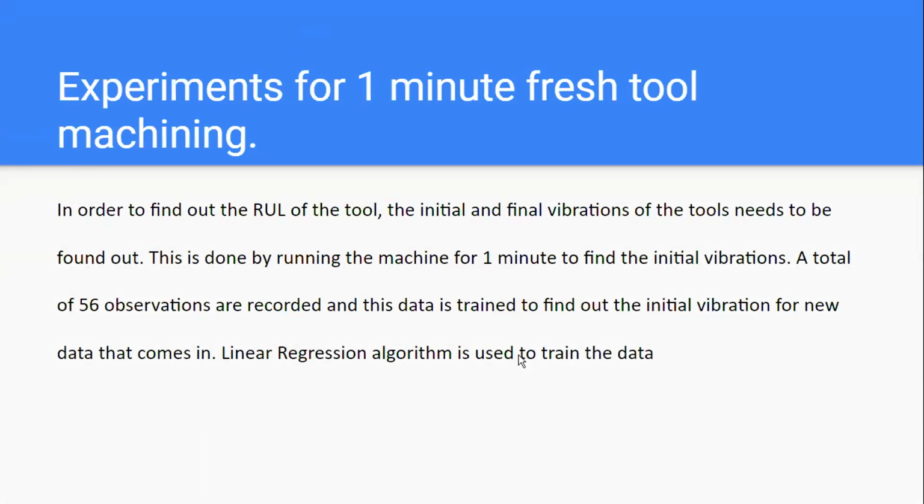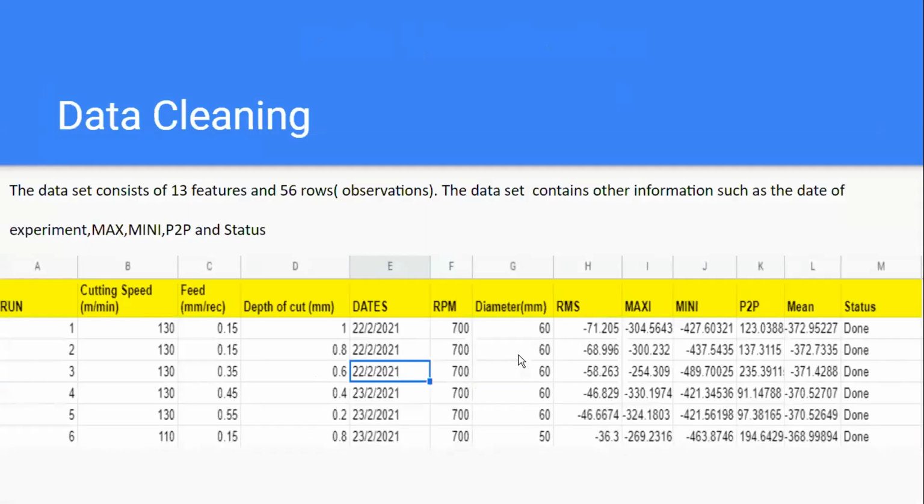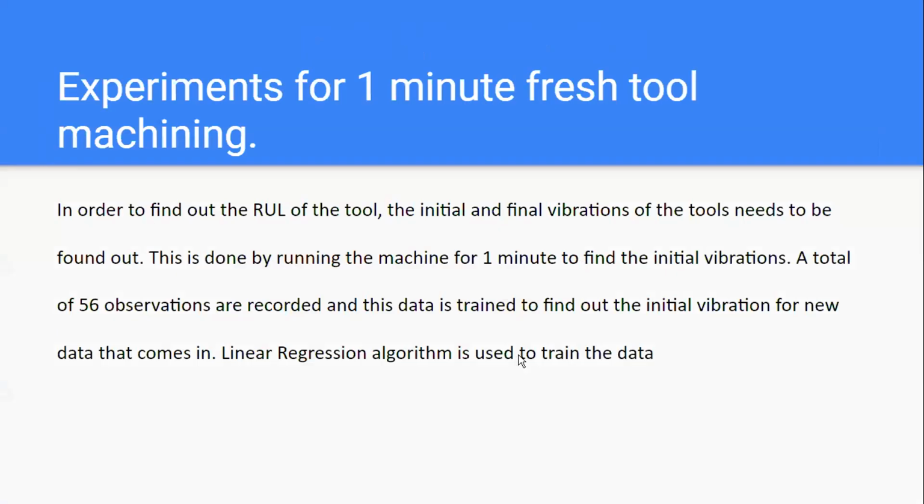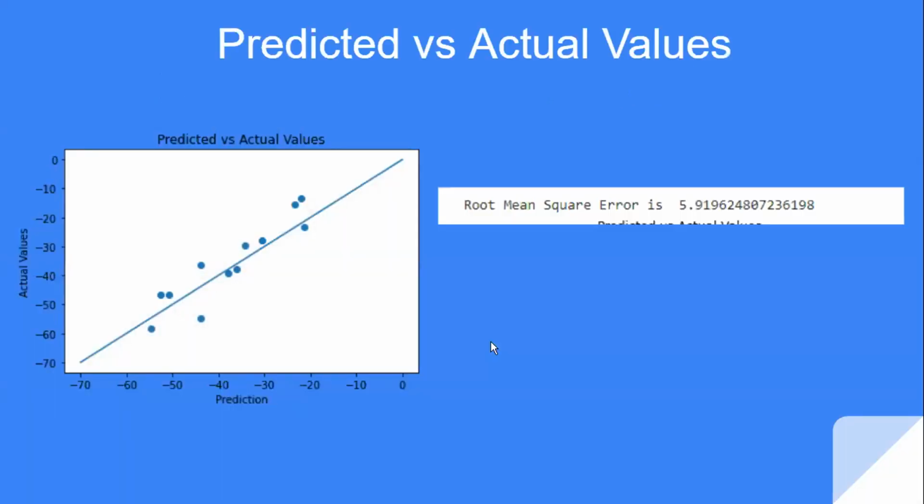So for machining time, we have two different sets of data. For the first data set, the machine has been run for a particular minute to capture the initial value of the vibration. The experiments are conducted for 1 minute to calculate the vibrations for the fresh tool. For this data set, the linear regression algorithm is used to train the whole data set. After training, this is the graph that we have obtained for the prediction versus the actual values, and the root mean square error is used as a metric to identify how good is the model that we have trained.